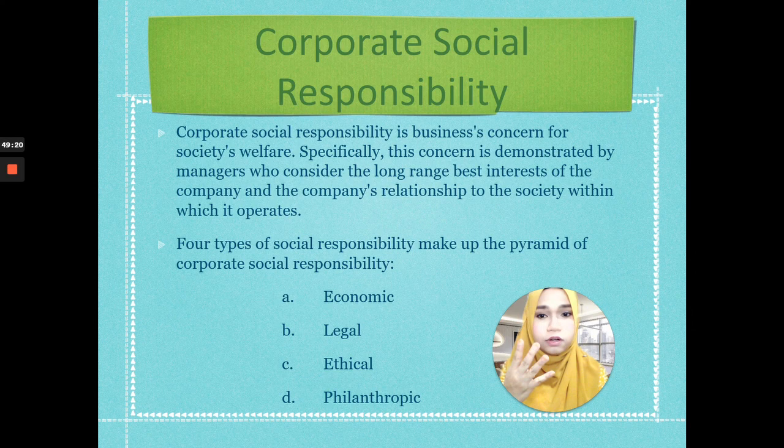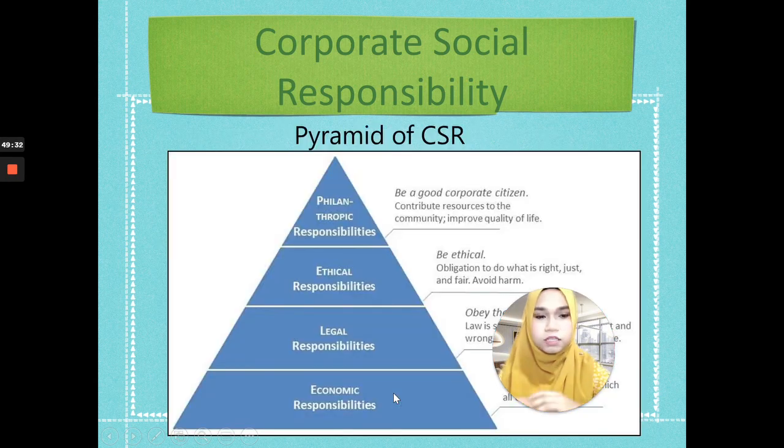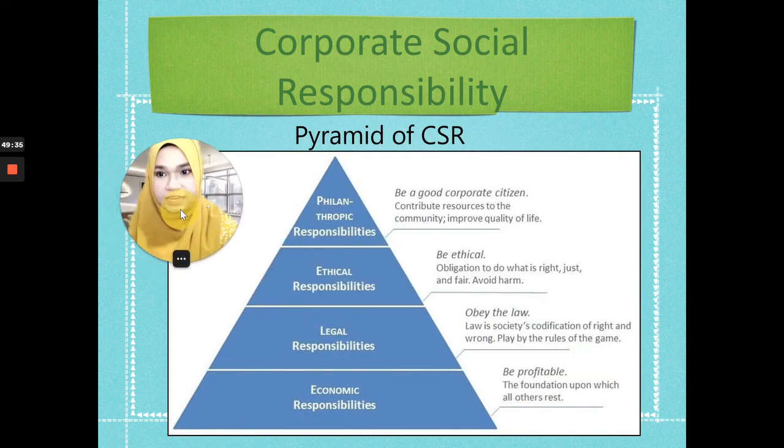So there are 4 types of social responsibility that make up the pyramid of corporate social responsibility. Okay, the pyramid starts from economic, legal, ethical, and philanthropic. Typically I will ask my students in the exercise to draw the pyramid of CSR. Like I mentioned just now, it starts from the economic responsibility. Remember, a pyramid is built up from the bottom. When you build a pyramid, you cannot build the top first, isn't it? So you have the foundation below here, and then it goes up to the legal responsibilities, the ethical responsibilities and philanthropic responsibilities.